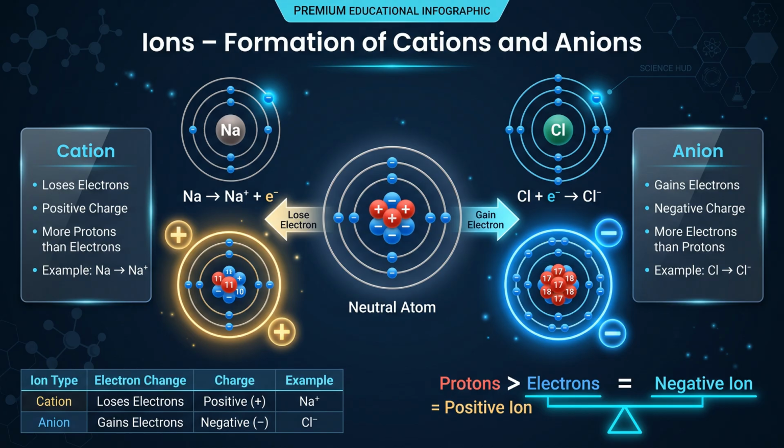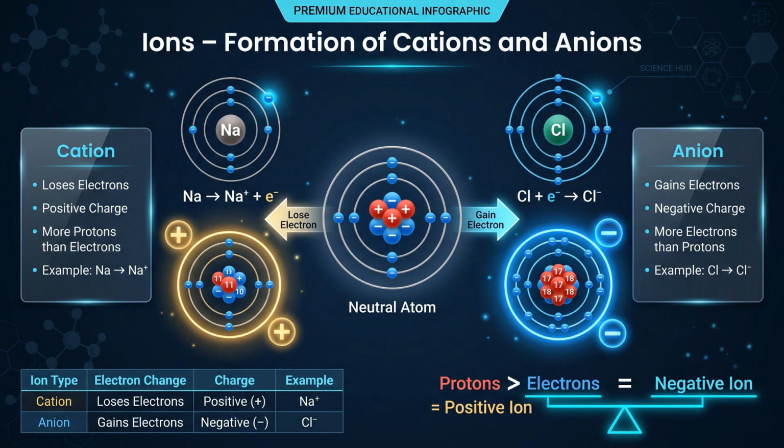An important point to remember is that forming ions does not change the identity of an element. The identity of an element depends only on the number of protons, which is the atomic number. Since protons do not change during ion formation, sodium remains sodium whether it is a neutral atom or a sodium ion. Similarly, chlorine remains chlorine whether it is a neutral atom or a chloride ion. Only the electrical charge changes because the number of electrons changes.